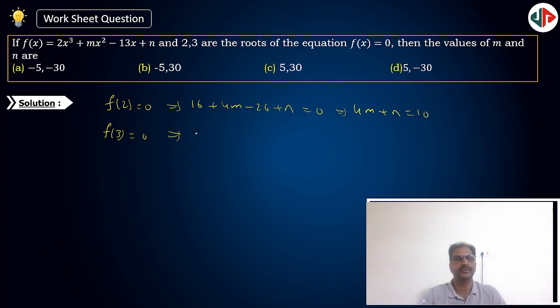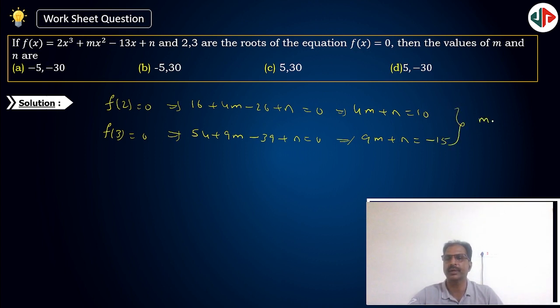3 is also a root. F of 3 is 0. 2 into 27, 54, plus 9m minus 39 plus n. From this, 9m plus n is equal to minus 15. By solving these two, you will get m as minus 5 and n as 30. So the question is finding the values of m and n. Minus 5 and 30, option B.